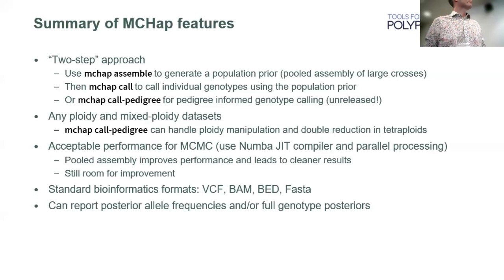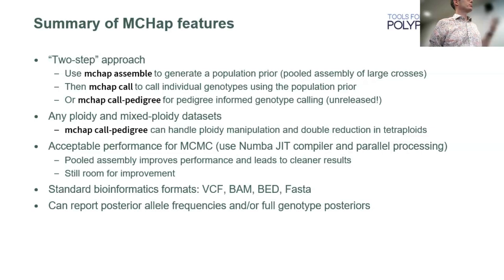So in summary, sort of more of a summary of the tool itself. In MCHAP, we really are more and more pushing this idea of a two-step approach where you do a de novo assembly, which is really about generating a population prior for your individual calling later on. This makes sense in populations of related individuals, which most of us will be working in. Might be less sensible in terms of a germplasm collection or something like that, but even then, you would generally expect individuals to share more of the possible set of haplotypes than on average. So it may still make sense.